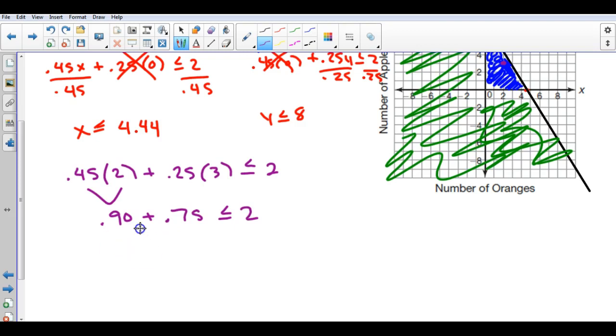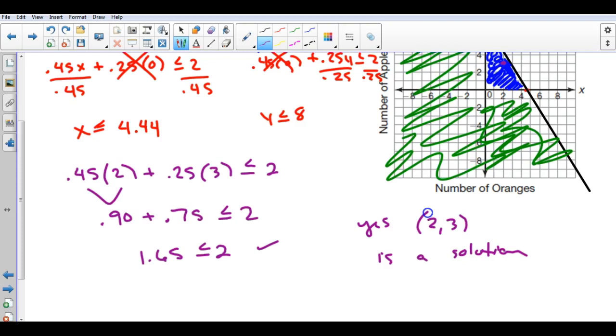So I'm going to take 0.9 plus 0.75, and I get 1.65. And what that means is $1.65 is under her budget, so she actually has money left over. So you would say yes, 2, 3 is a solution.